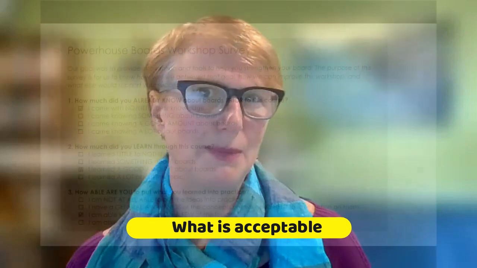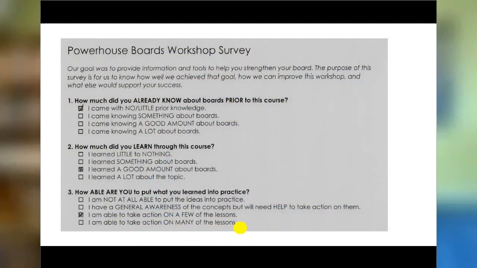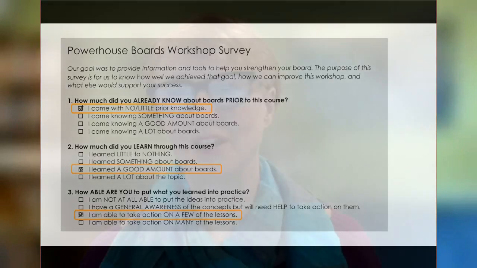First, I really appreciate how Will's work pushes us to think about what is acceptable in terms of what people learn. So, for example, here's a survey I've used for my board class. I think of this person who came with no prior knowledge and they learned a good amount about boards. That's great. And then the third question we ask is always, how able are you to put what you've learned into practice? And I love that this person is able to take action on a few of the lessons. So I think what is acceptable, they did learn something and they're able to take action.